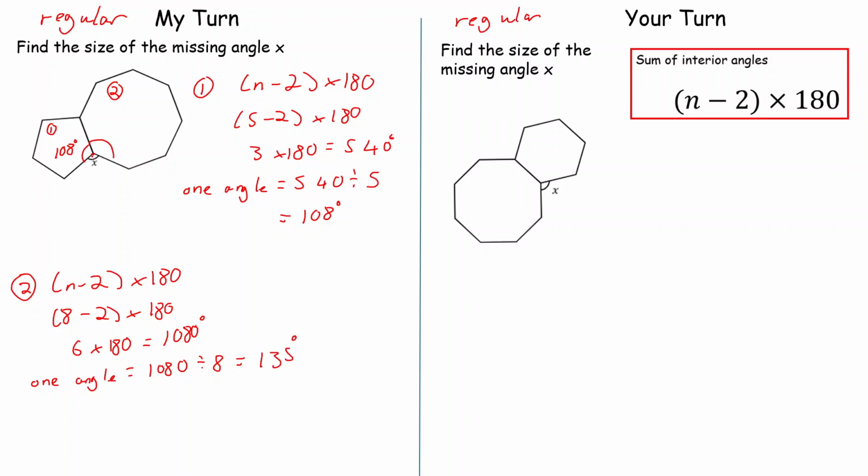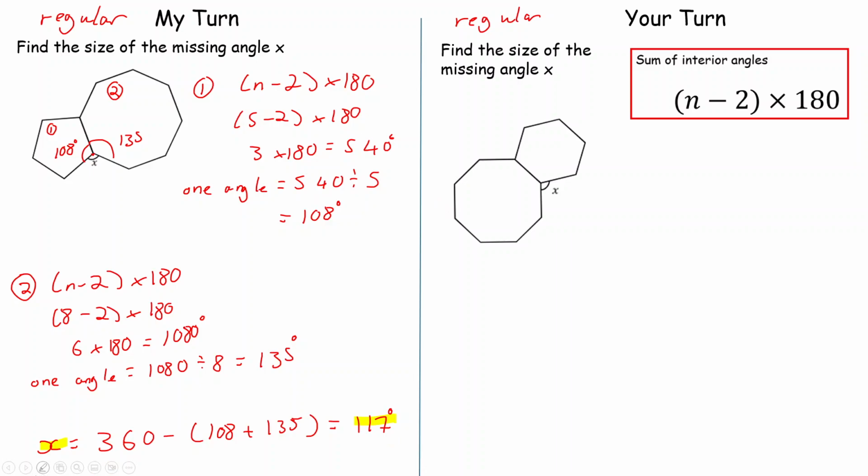Now, because we're trying to find angle x and we've got a point, we can find this angle by knowing angles around a point add up to 360. So we can do 360, take away the 108, add the 135 degree angle. So 360 take away 108 add 135 is equal to 117 degrees. So there we go. That is your answer for this one. x is equal to 117.